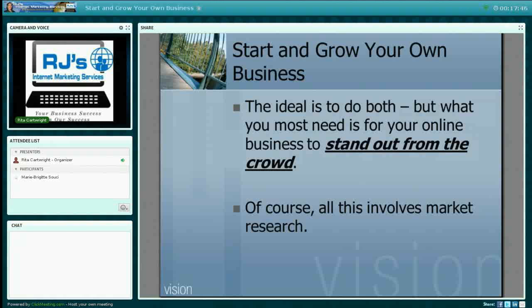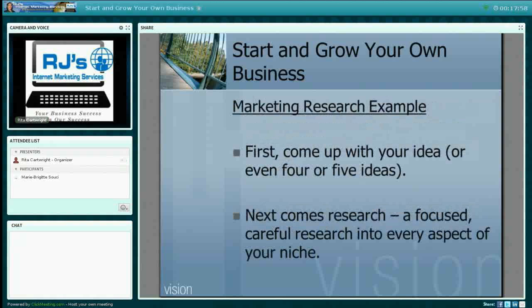And so, of course, all this involves market research, and I alluded to that earlier too, that we're going to get into market research. And so, how do you conduct market research? First, come up with your idea, or even 4 or 5 ideas. Next comes research. And remember Michelle M. in our first example? She had to redo her research, making her research a focused, careful research into every aspect of her niche.